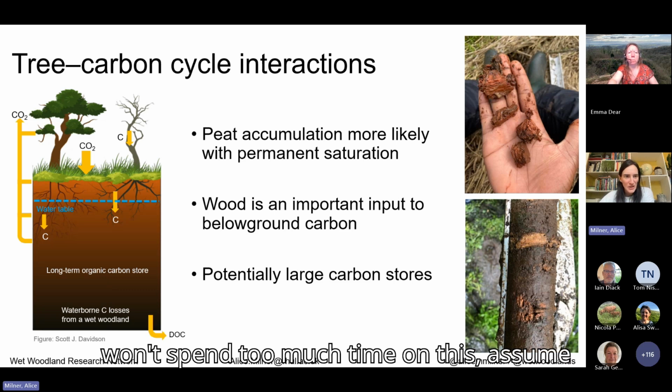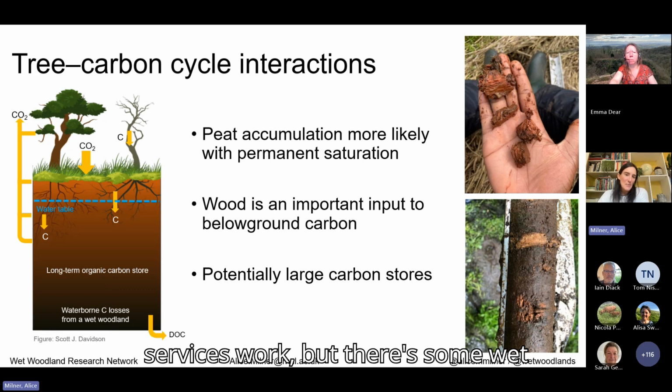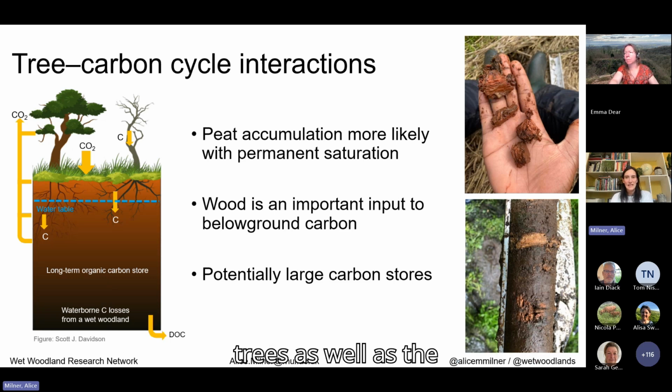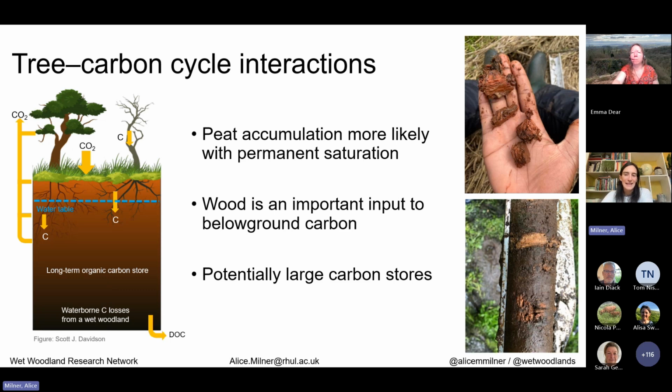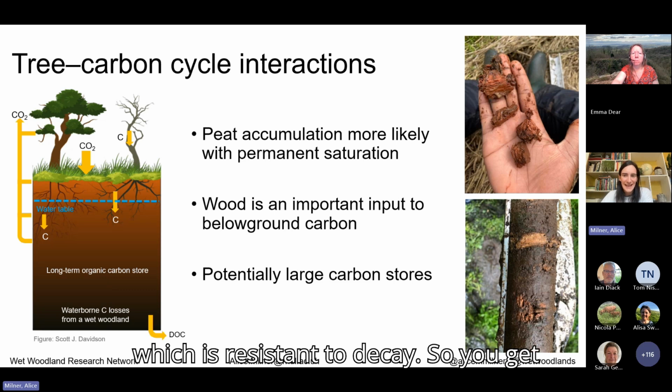And I won't spend too much time on this. I assume it will come up with the ecosystem services work, but some wet woodlands can store peat and accumulate peat. So you have the carbon in the biomass of the trees, as well as the peat below ground, and it's the trunks and the branches and leaves that grow and die, and all of the waterlogged conditions and the lack of oxygen means that they don't rot basically, and the peat is woodier and it's really high in lignin, which is resistant to decay, so you get these amazing pieces of wood.